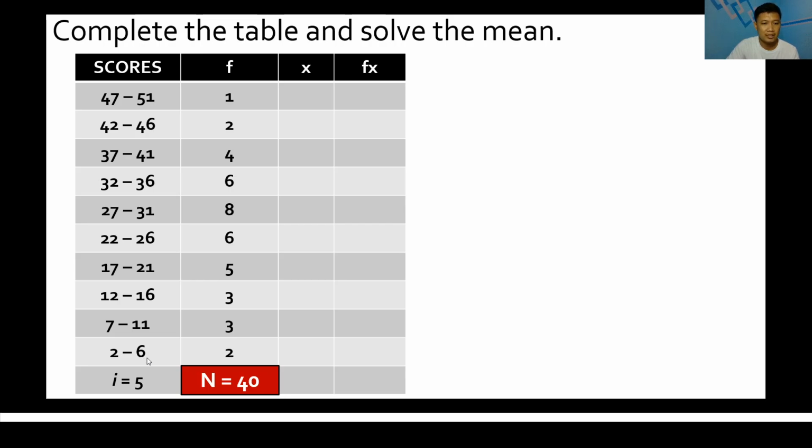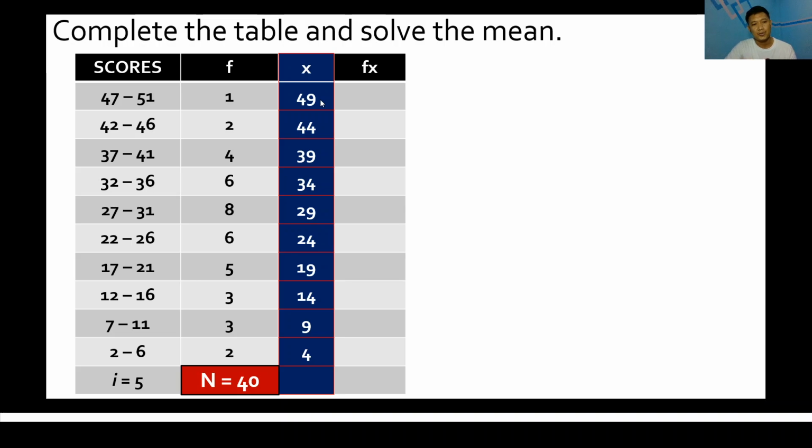So 2 plus 6 is 8 divided by 2, 7 plus 11 divided by 2, 12 plus 16 divided by 2, and so on and so forth until you reach 47 plus 51 divided by 2, for you to have the following values.